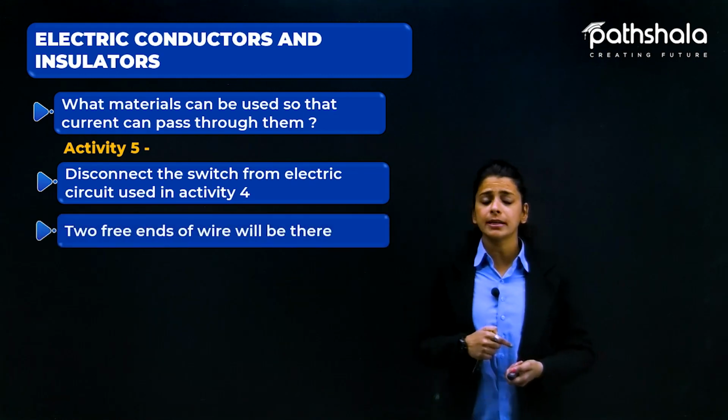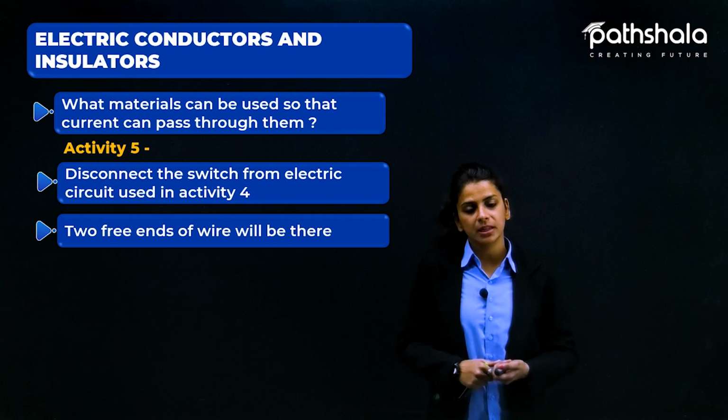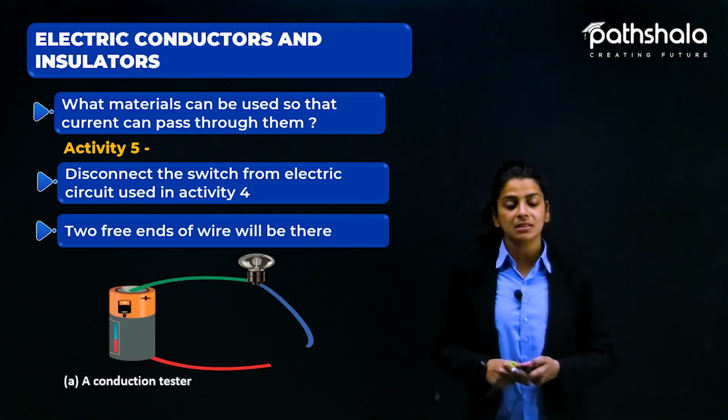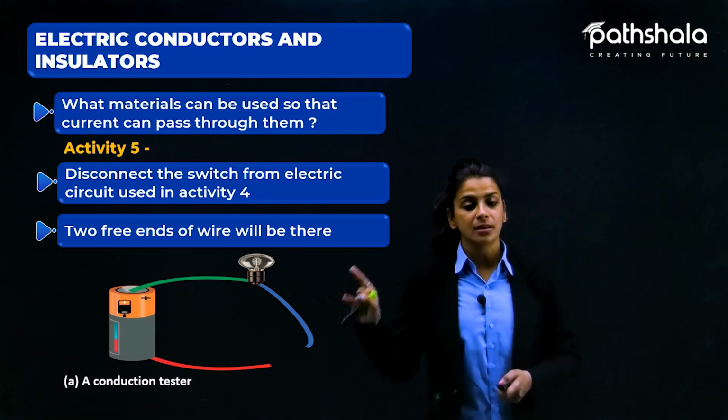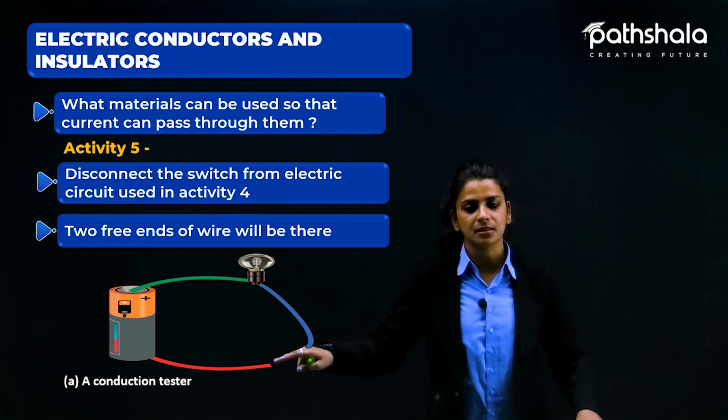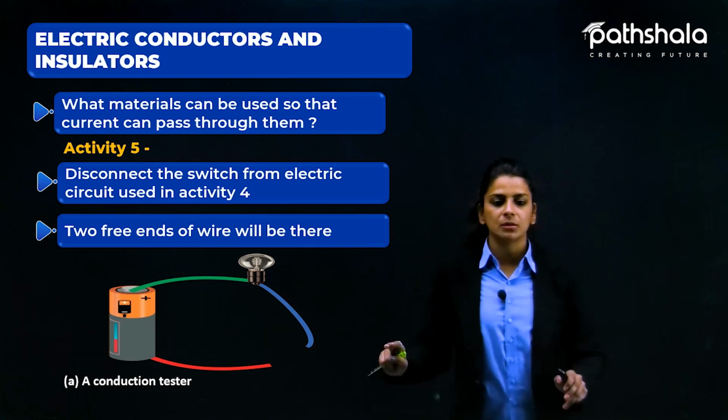Now, next is 2 free ends of wire will be there. आपको क्या मिल जाएगा? 2 free end of wires like this. Means हमने यहाँ से एक जो है safety pin उसको निकाल दिया है. Now the circuit breaks and it is incomplete. So bulb is not glowing anymore.